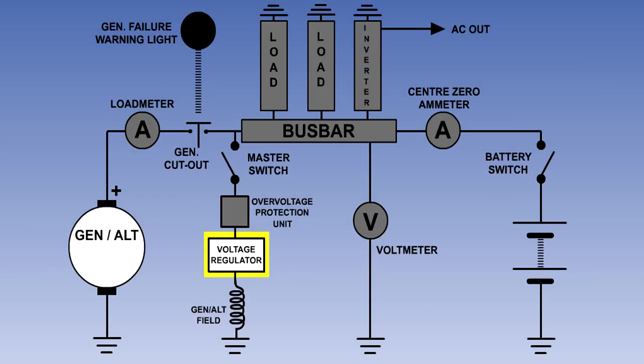The voltage regulator maintains the output voltage of the generator or alternator at a constant value, irrespective of the engine RPM or electrical loads. As you have already seen, this is achieved by controlling the current flow in the field coils of the generator or alternator. The voltage regulator controls the generator output to maintain 14 volts for a system with a 12-volt battery and 28 volts for a system with a 24-volt battery.